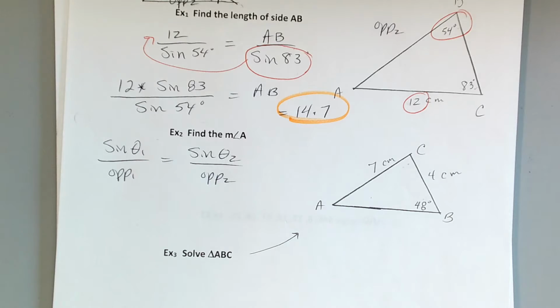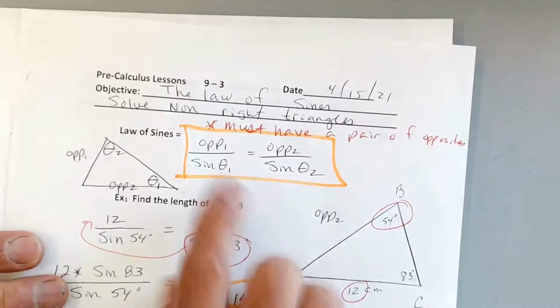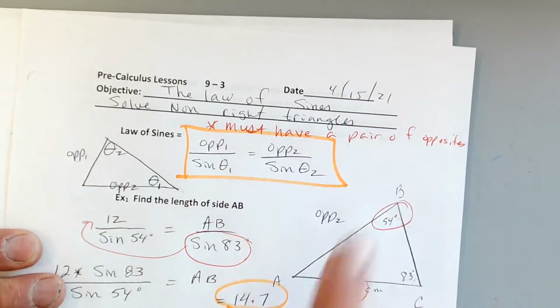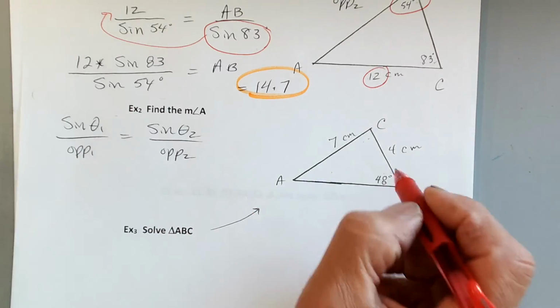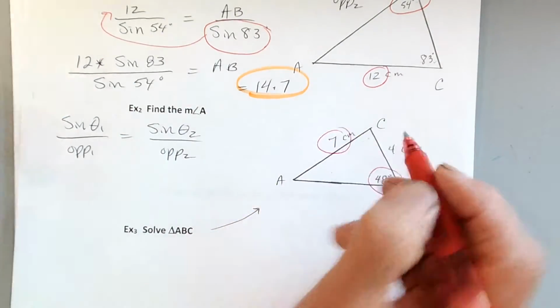All right, so here we go. What do we know? Well, do I have a pair of opposites? Must have a pair of opposites. I do. I have a pair of opposites. They are angle B and the 7. You guys see my opposites?